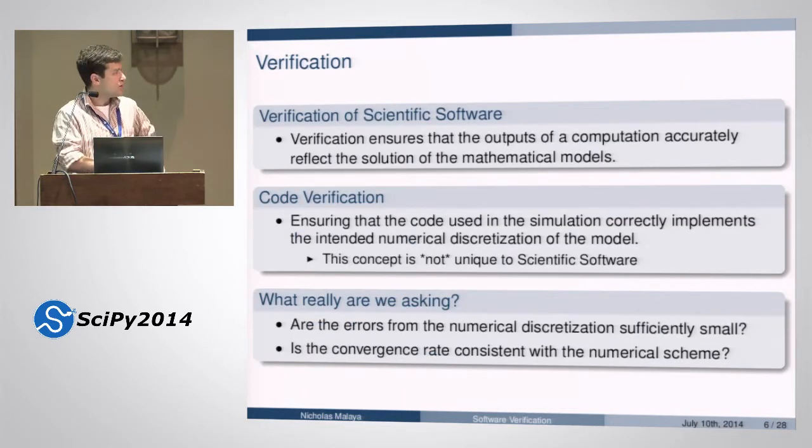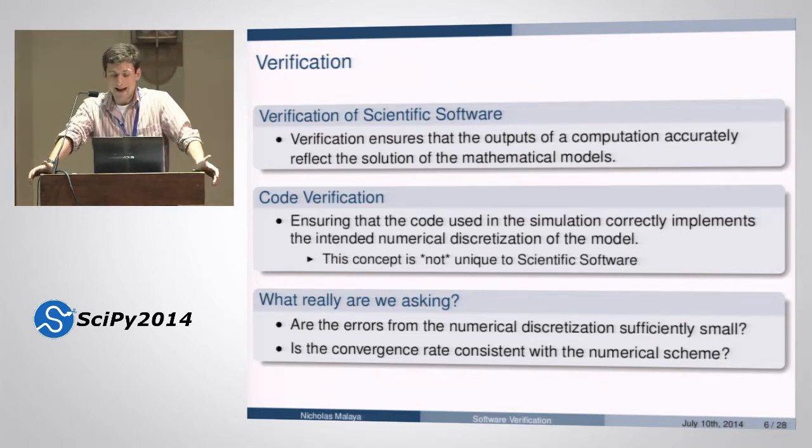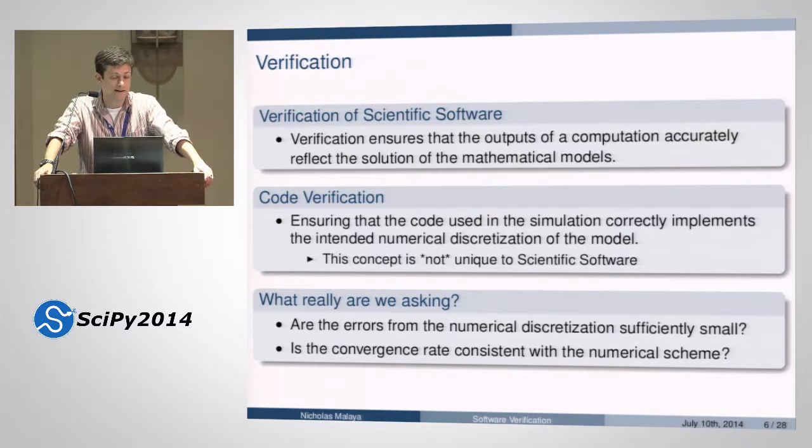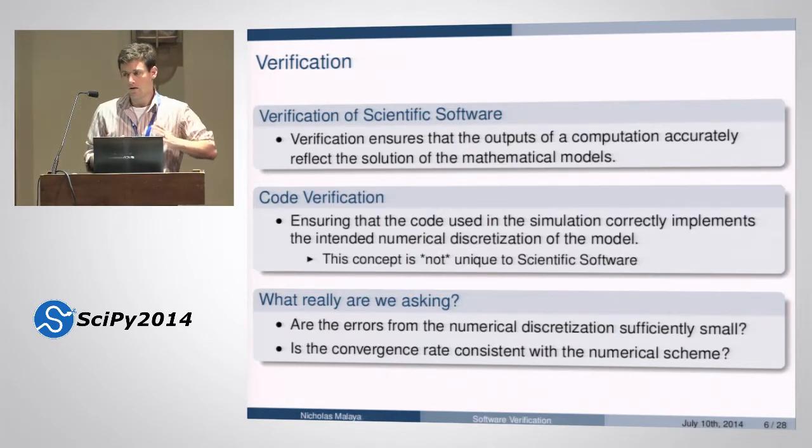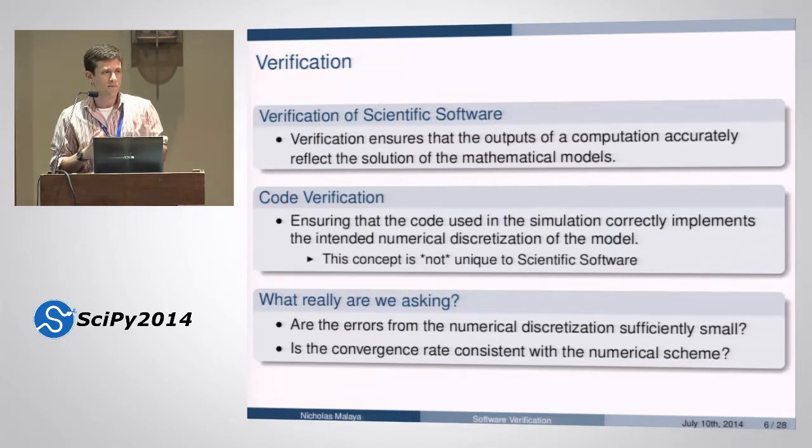So I think this is a good definition of verification of scientific software. It ensures that the outputs of a computation accurately reflect the solution of the mathematical models. And this isn't unique to even scientific software, obviously, unit testing, regression testing, but what I'm going to focus on subsequently is really the concept of discretization of, in general, differential equations, but you might even think of algebraic equations, but mathematical equations.